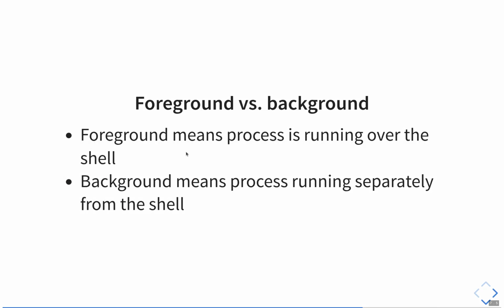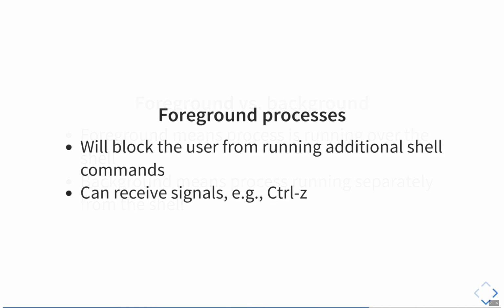So what is this notion of foreground versus background? What does it actually mean? Well, foreground just means the shell is running, the process is running over the shell, and the background means it's running separately from the shell, detached from the shell. Foreground processes prevent you from entering additional commands, but you can send signals to them.